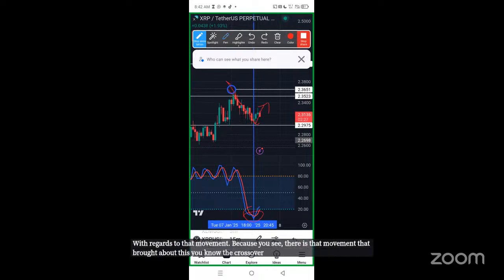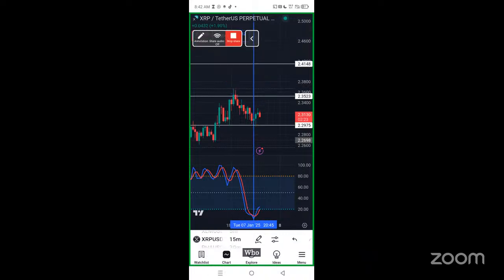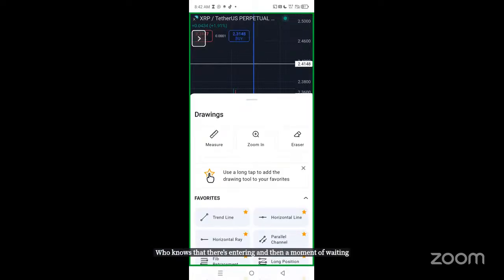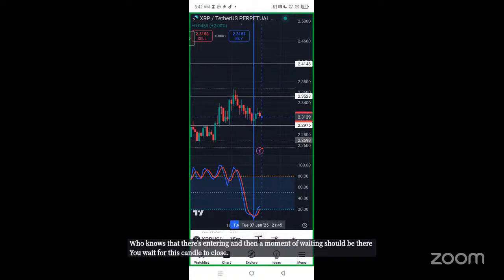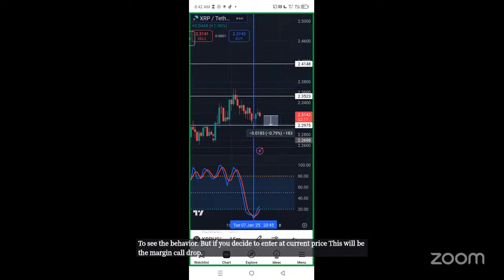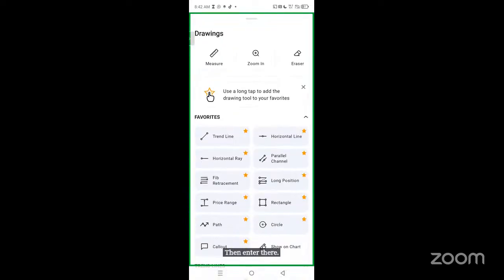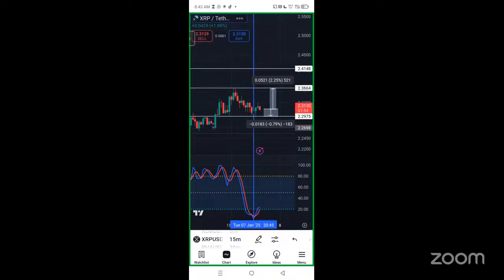As a patient trader who knows there's entering and then a moment of waiting, you wait for this candle to close so that you see the behavior. But if you decide to enter at the current price, this will be the margin call drop. Then enter there, and then take profit to this point.